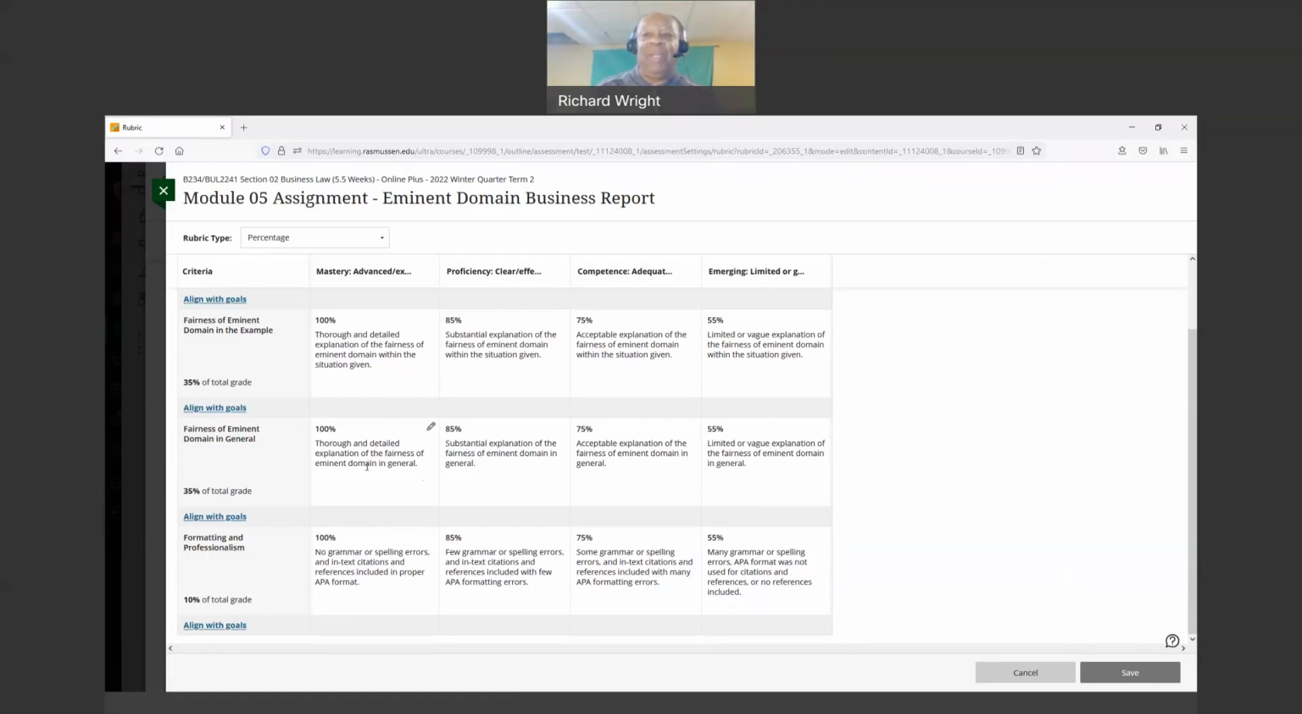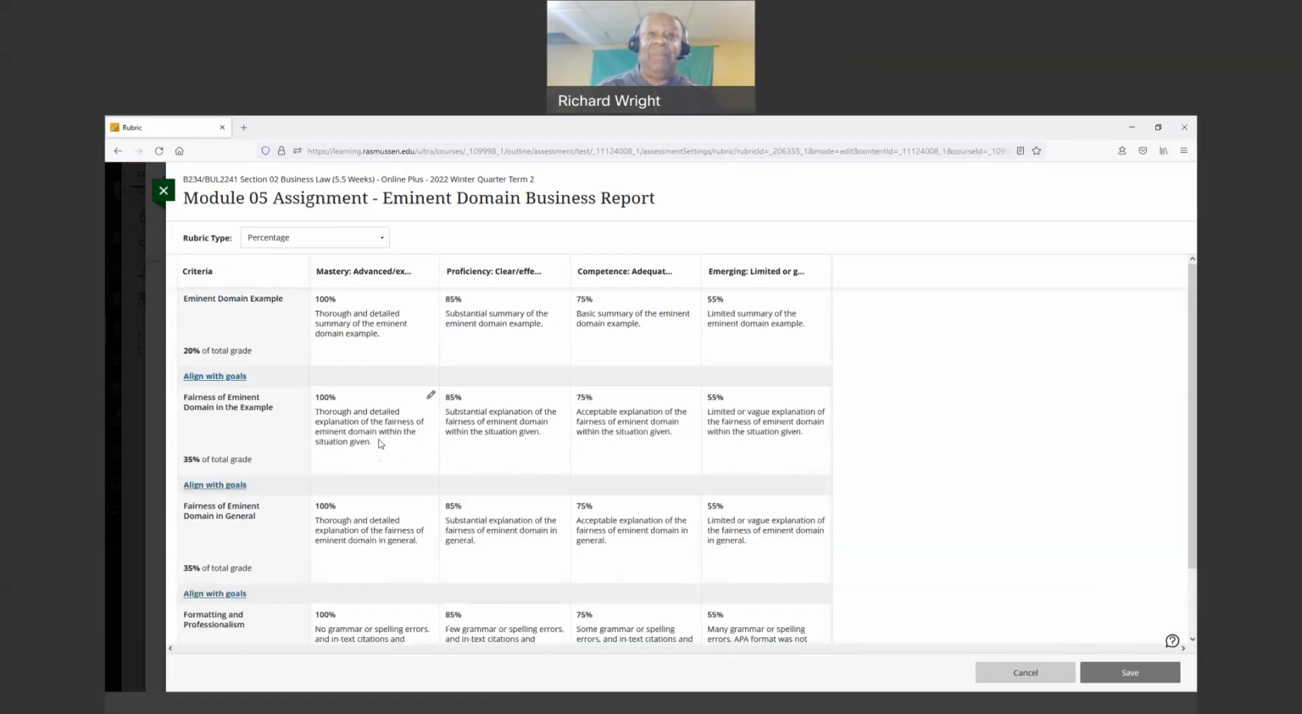So the point of the matter is that you cannot get this without APA satisfaction and the correct number of pages, by the way.